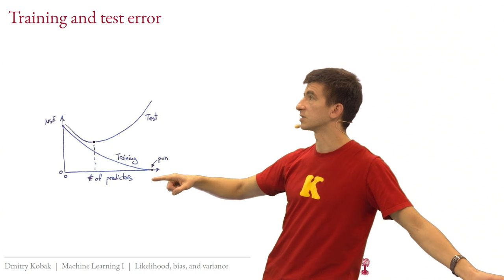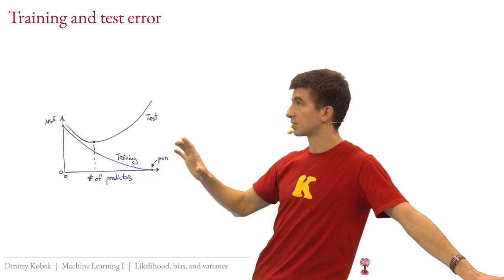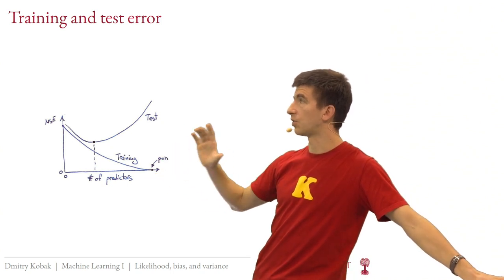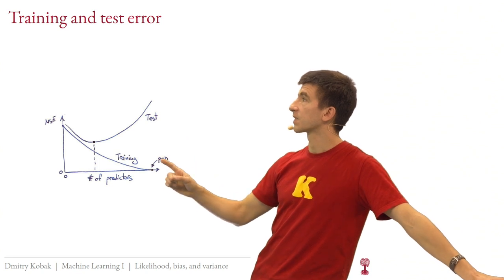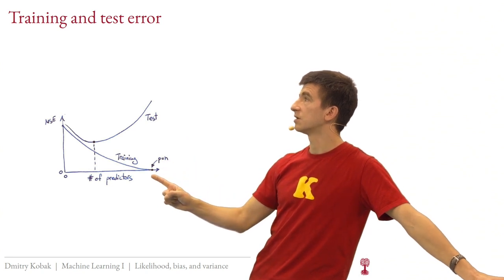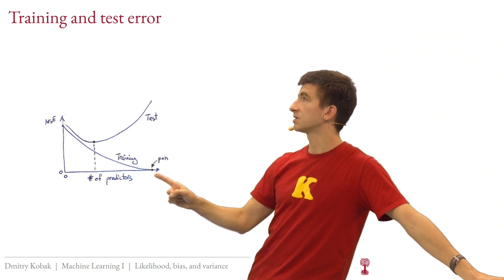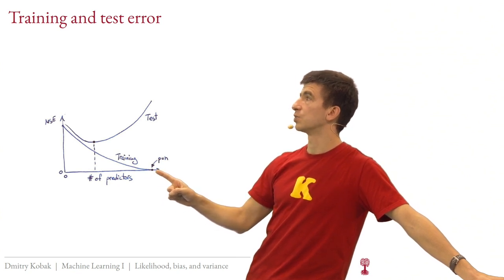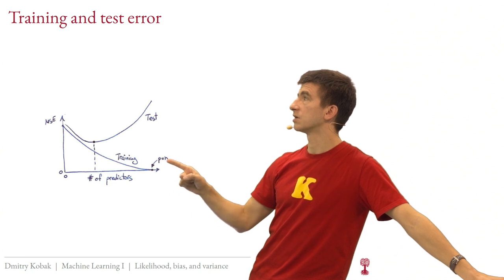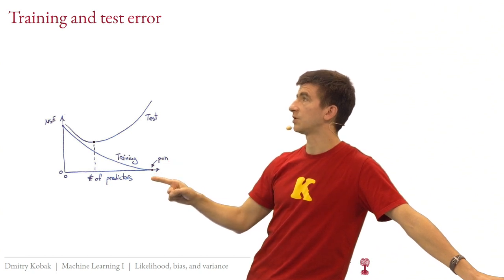Then you go to the right here. That's the number of predictors. And let's imagine that the sample size is fixed, or in fact, the whole data set is fixed. At some point, your number of predictors will reach the sample size. And this is the point where your training loss goes to zero. You can fit your data perfectly.